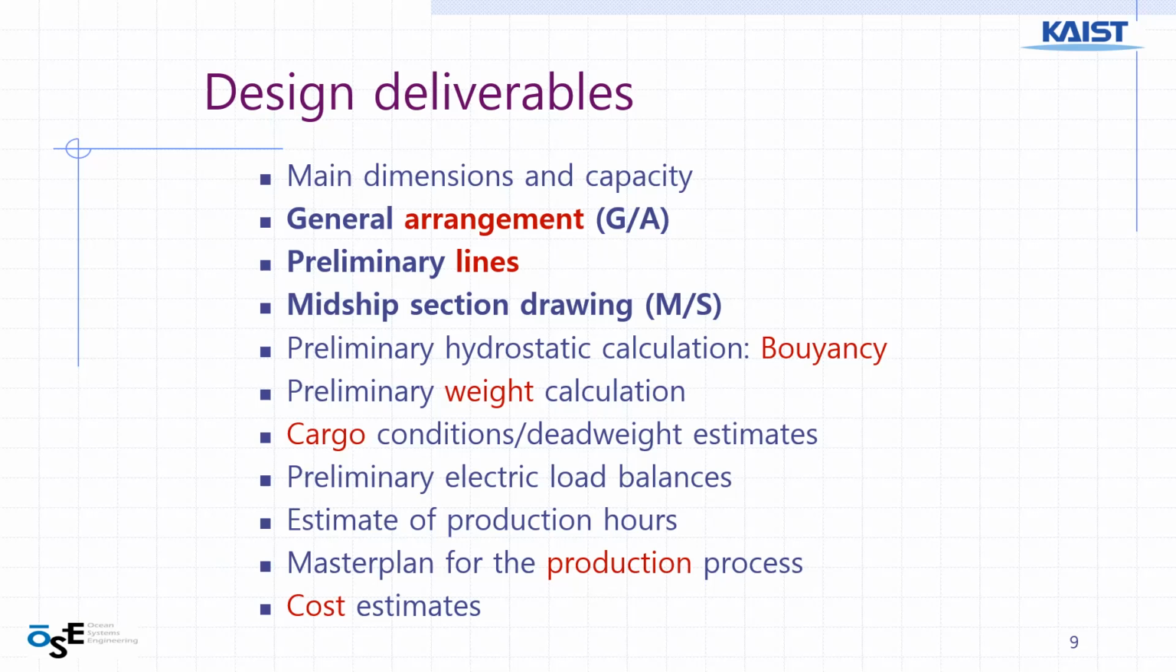There is a preliminary hydrostatic calculation, including buoyancy. So how many tons can be carried by the ship is calculated in this way. And also a preliminary weight calculation. That is the weight of the ship itself. So there should be a balance between the two, buoyancy and weight. That is a static stability or weight calculation.